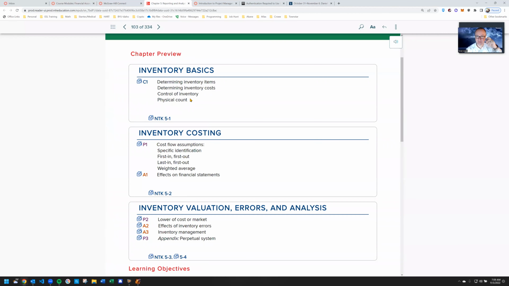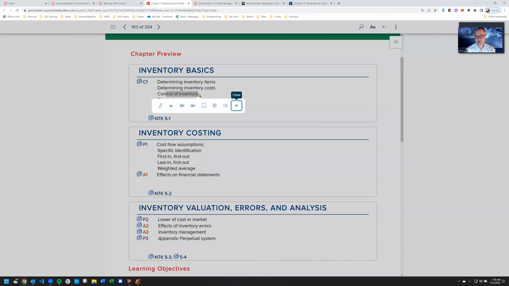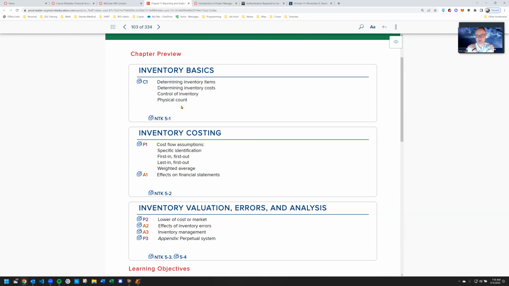Going over the inventory basics here for a second. This is all in chapter 5. Let me take just a moment and walk through this. You're going to walk through the inventory basics: determining what's in inventory, the cost associated with it, how to control it, and then what is typically done as a physical count.